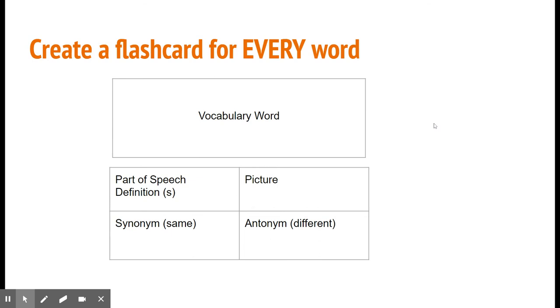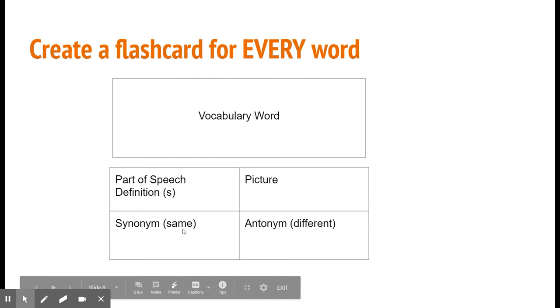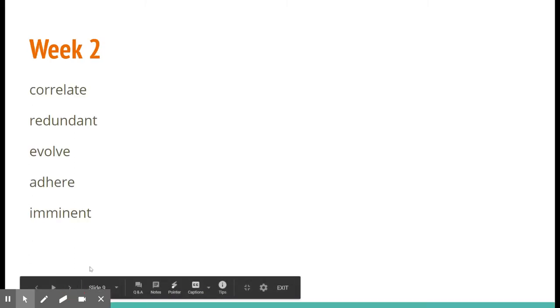Before we look at the week 2 words, let's take a look at the way your flashcard should look. On the front of your flashcard, you should write the vocabulary word in very large, legible letters. On the back of the card, you should be writing the part of speech, the definition, drawing a picture, writing the synonyms, the words that mean the same thing, and the antonyms, the words that mean the opposite. So let's take a look at week 2 words.